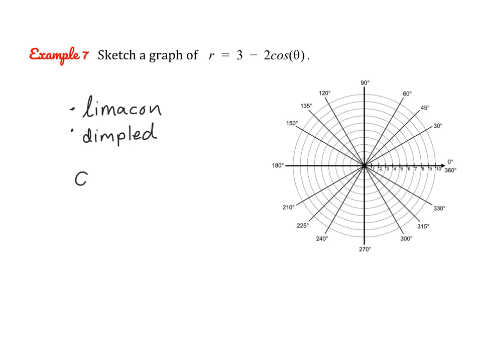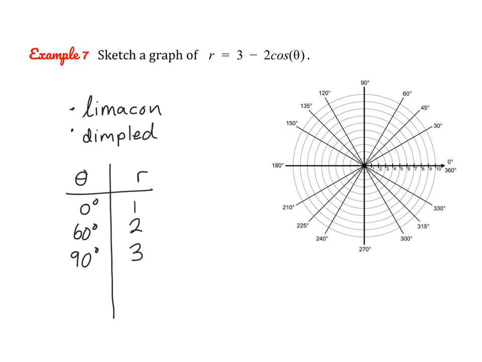All right, so let's start by finding a few coordinates and seeing what that gives us. We'll start with 0, 60, and 90 to see what we get. So the cosine of 0 is 1, times 2 is 2, 3 minus 2 is 1. Here the cosine of 60 is 1/2, times 2 is 1, 3 minus 1 is 2. And the cosine of 90 degrees is 0, so that just leaves us with 3.